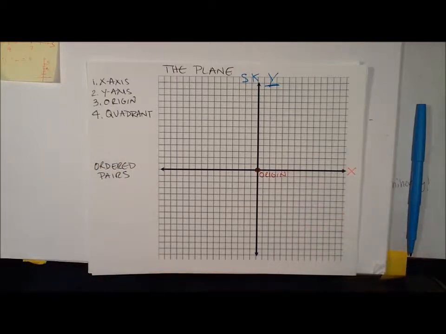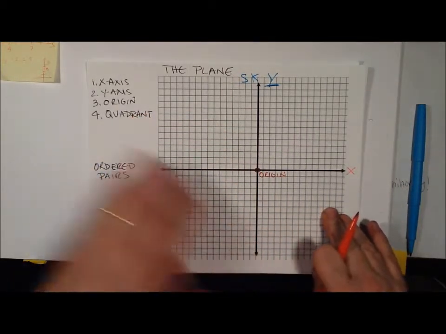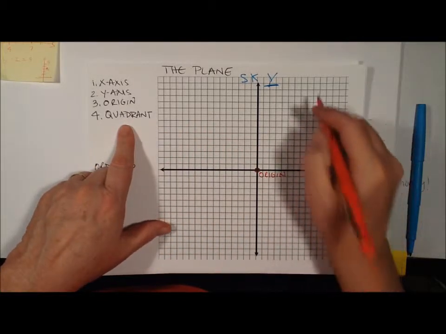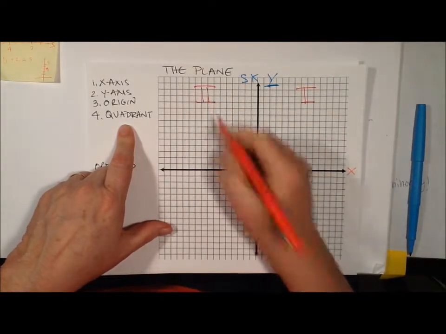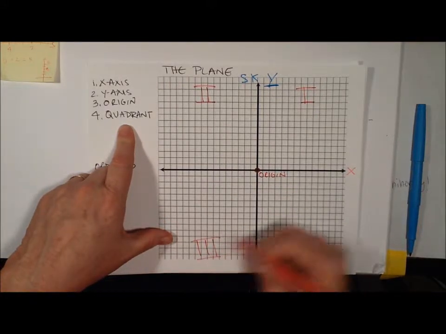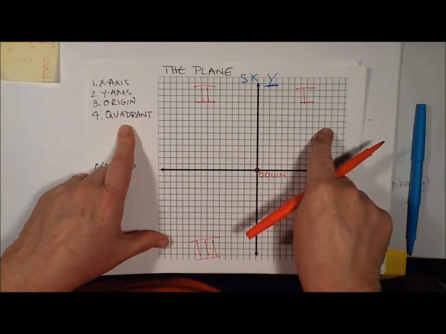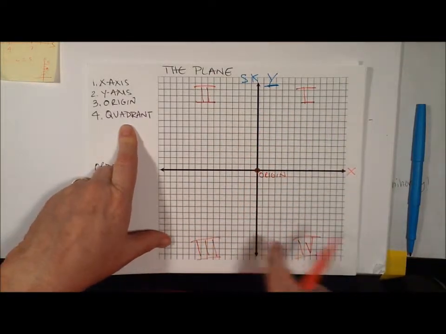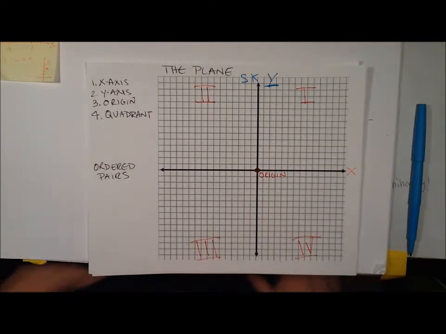And the other thing that's important when we're talking about finding our way around the graph, the graph, as you can see, is split into 4 sections, and they're called quadrants. This quadrant is quadrant 1. This one is quadrant 2. This is quadrant 3. And this is quadrant 4. First of all, notice that they go counterclockwise, and we always seem to refer to them in Roman numerals. I don't know why, but we do.